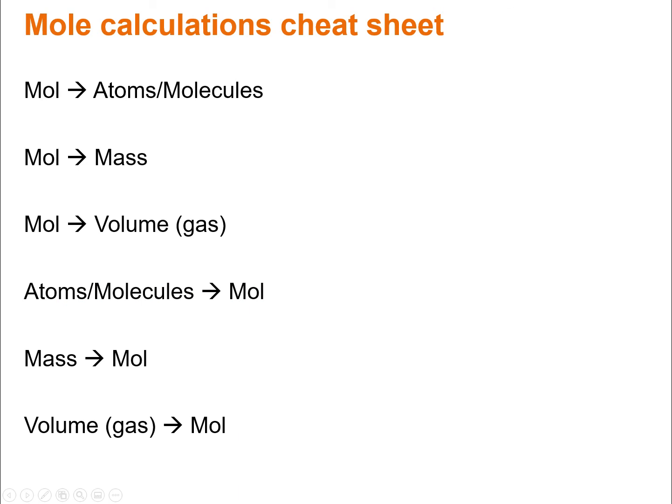Then let's fill in that cheat sheet I was talking to you about. We've got all these different problem types that we've solved. I'm going to label these a little bit. So the first one, we've got moles to atoms or molecules. We're going to pair that up with atoms or molecules to moles because we're using the same concept here. Avogadro's number.